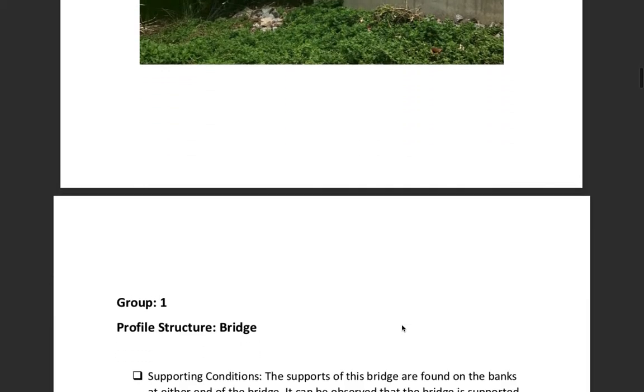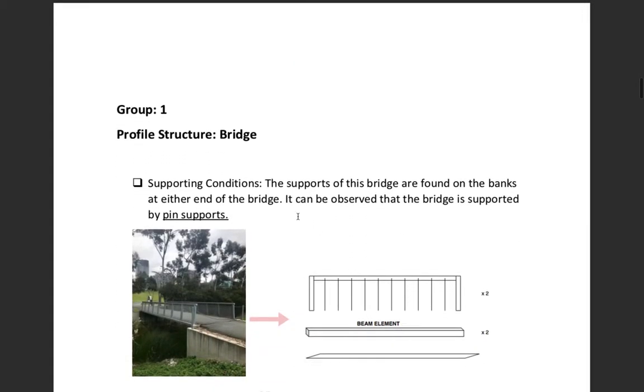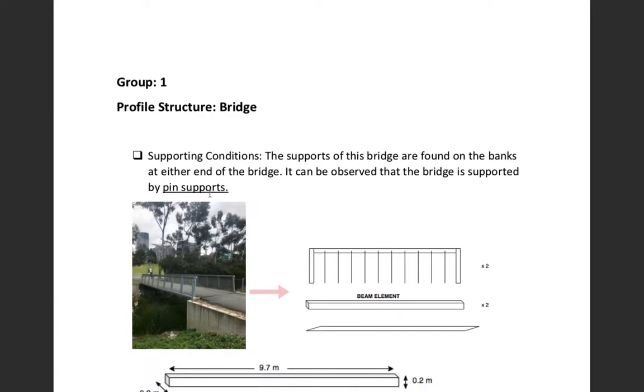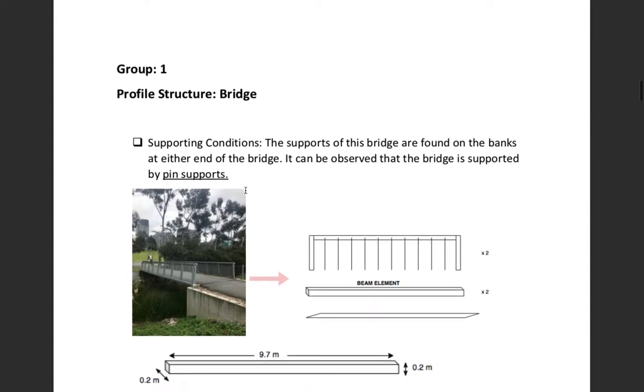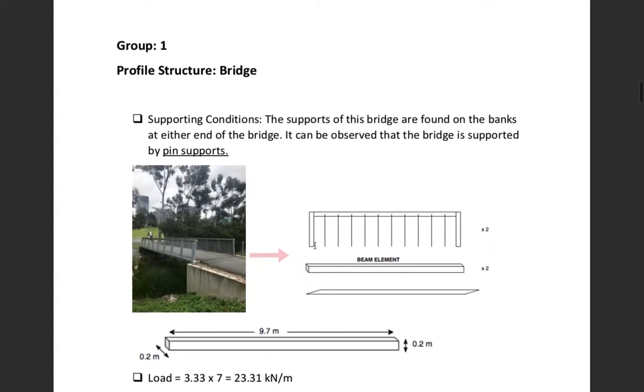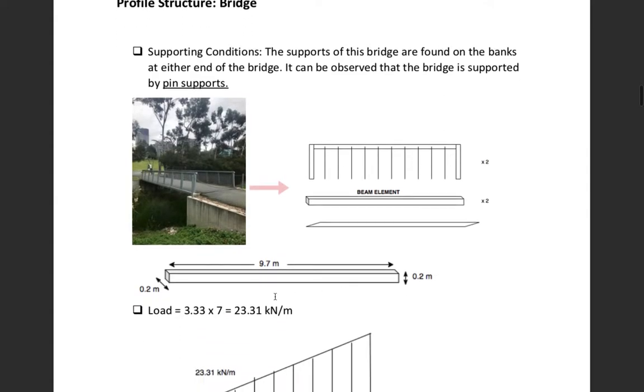So to start off, I classified my structure as a group 1 structure because it is a bridge. And as for the supporting conditions of my structure, it has 2 pin supports at either end of it. So here I've disassembled it into substructures to identify the beam elements. And so here I've given the main beam element and I've marked the dimensions of it.